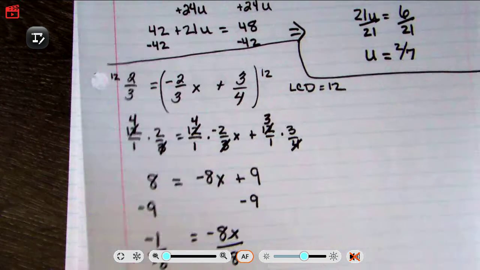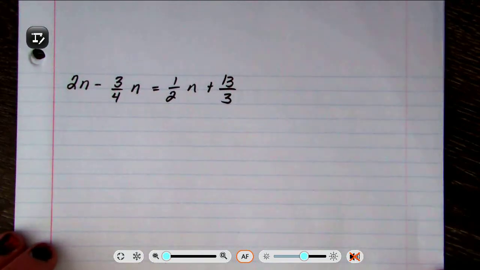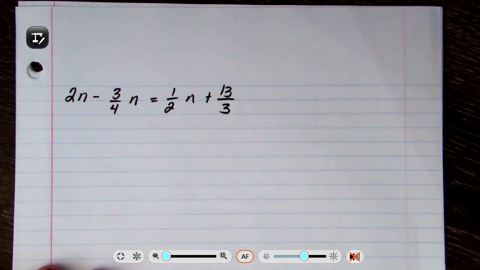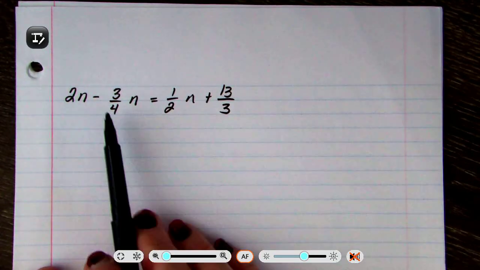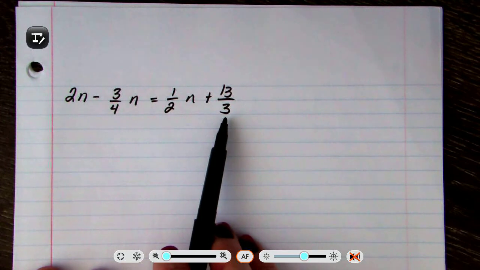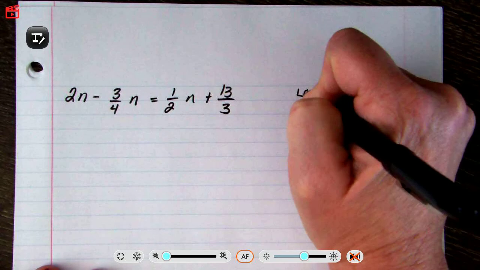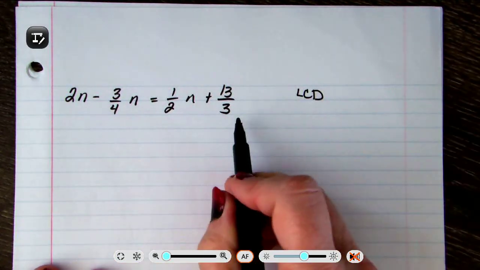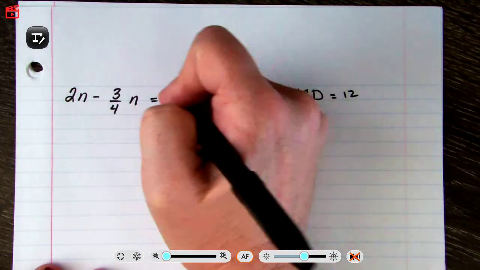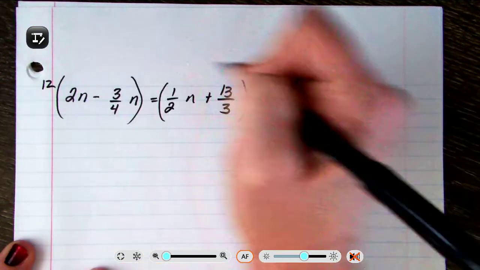All right, let's do a couple more, just so we can get more practice clearing our fractions. So we're looking for that lowest common denominator. We have a 4, a 2, and a 3. So again, that lowest common denominator between the 4, the 2, and the 3 is 12. So we're going to multiply everything, both sides. We have big sides this time. It's by that 12.